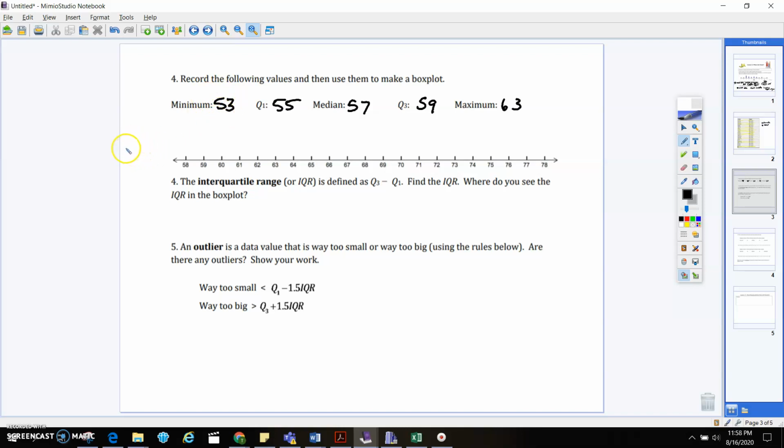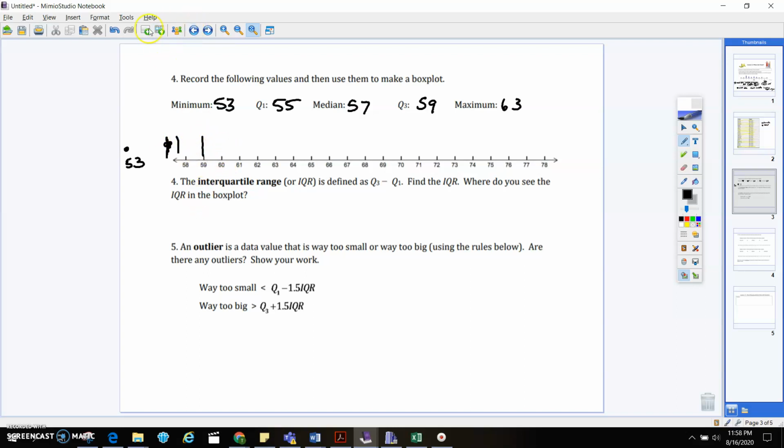Okay, so the way we do box plot is we do our minimum. Our minimum is 53, so that's way down here, right? And then our Q1 is 55, which is over here. Again, I'm using fourth grade data, so that's going to be a little skewed. 57 is also down here. And then 59 is right here.